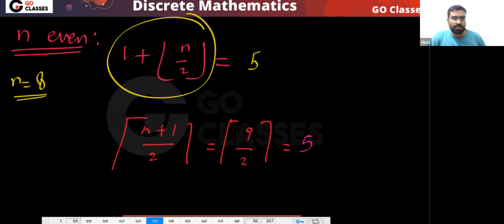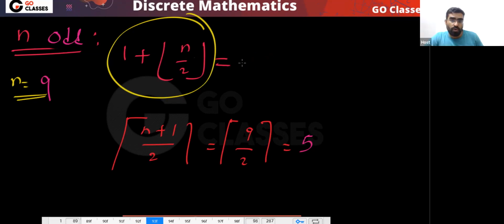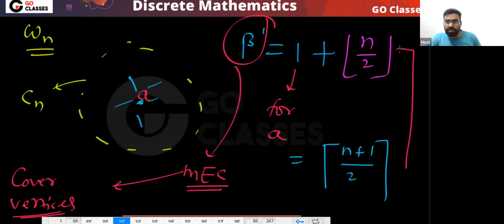And the same thing you do for n equal to odd. If you take n equal to 9, then 9 by 2 floor will be 5. And if you take n equal to 9, then the other one also will be 5. So both are actually the same.